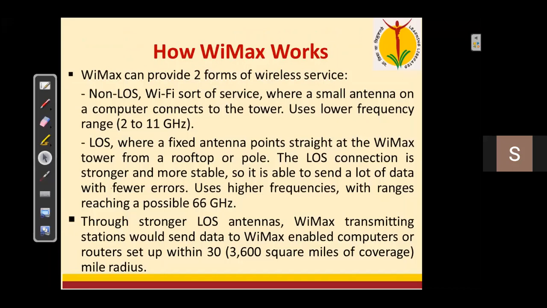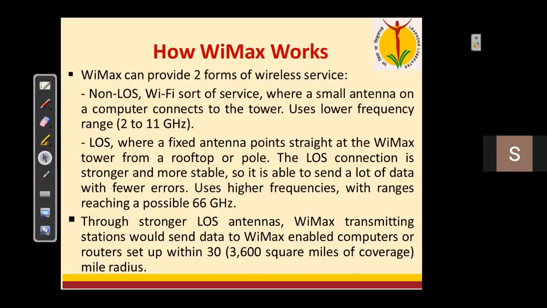There are two services which WiMAX is going to provide: one based on non-line of sight and another based on line of sight. When it is non-line of sight, we should have smaller antennas connected to the base station, and that station is going to communicate to the users or subscribers, with a frequency range from 2 to 11 gigahertz.